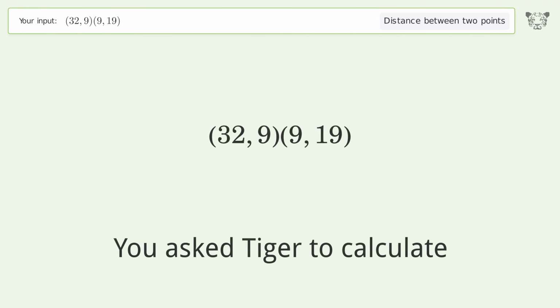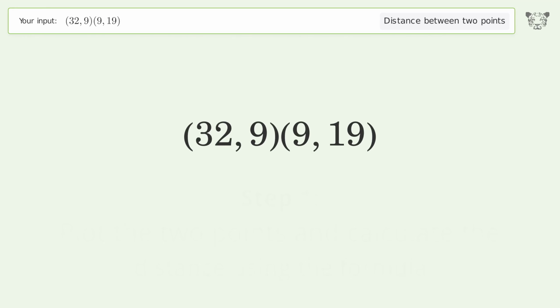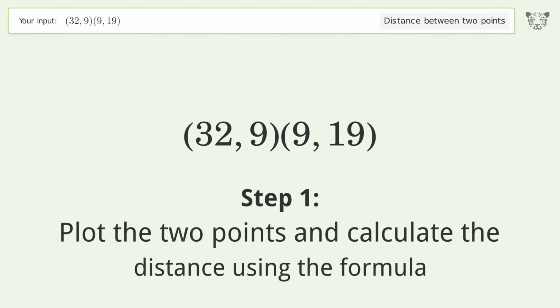You ask Tiger to calculate. This deals with the distance between 2 points. The distance between the 2 points is the square root of 629, or 25.08. Let's solve it step by step. Plot the 2 points and calculate the distance using the formula.